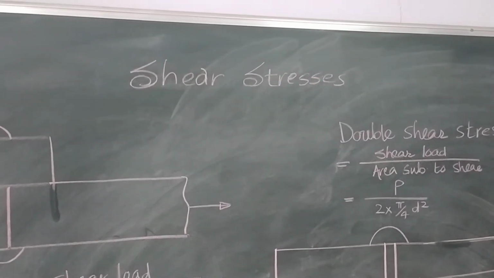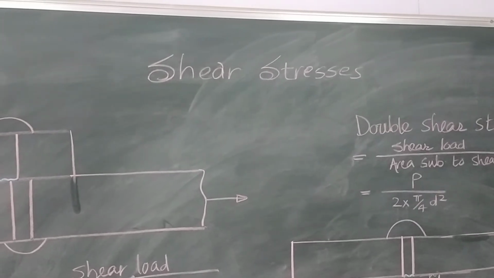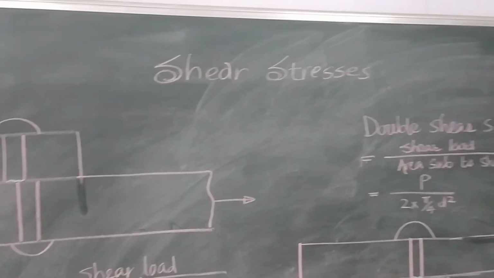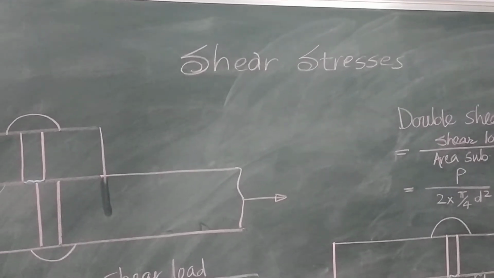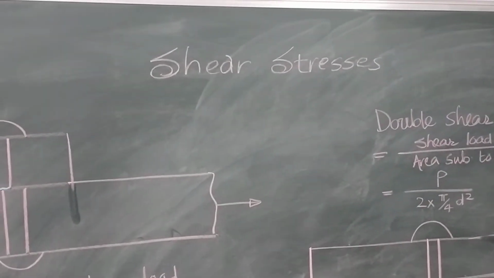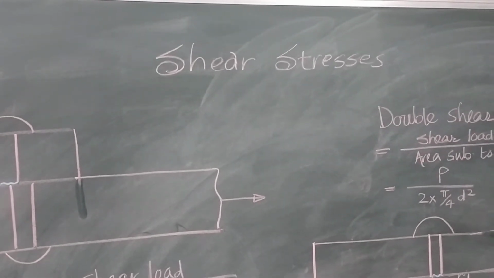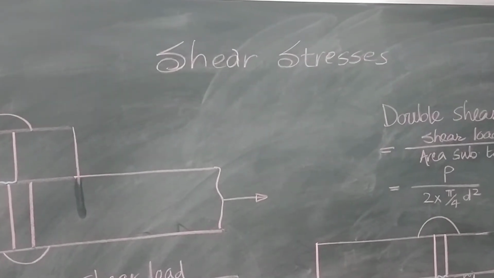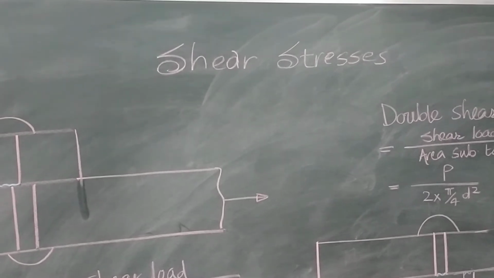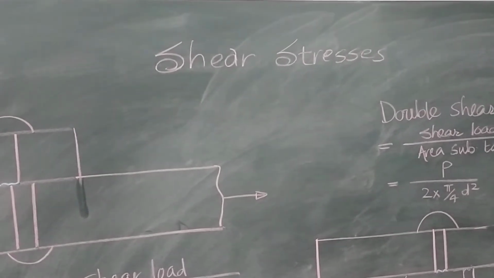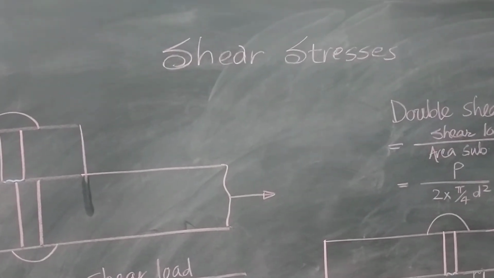Hello students, let us start with B section of chapter shear force and bending moment. It is shear stresses. What is shear stress? In first year you have completed practical on sheet metal. While cutting the metal using a scissor, it is an action of shear stress. While you tear a paper, that is an action of shear stress.